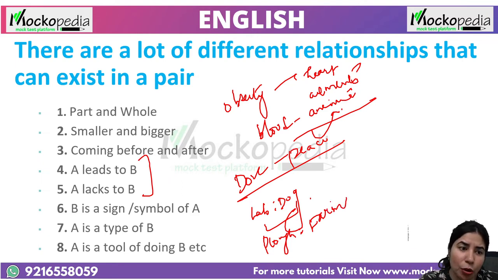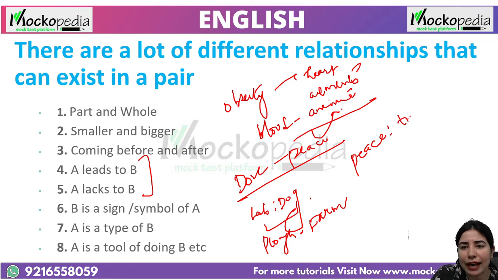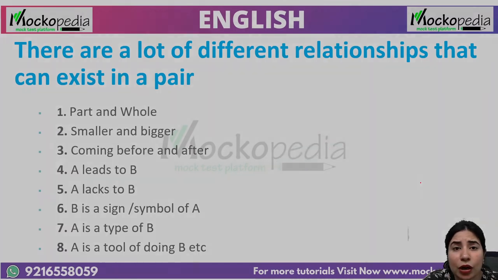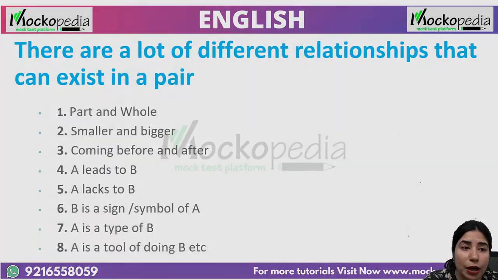So there are so many relationships that we can think of that can be tested, right? And there can be antonyms or synonyms. Suppose I tell you peace is to tranquil: tranquil is a state of calm, so this is the relation where synonyms are working. And if I tell you courageous and timorous, then timorous means timid, and courageous means strong. So this is one relationship, right? So there are so many relationships that can work.